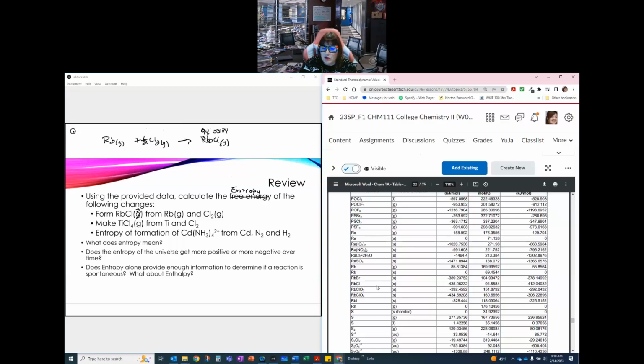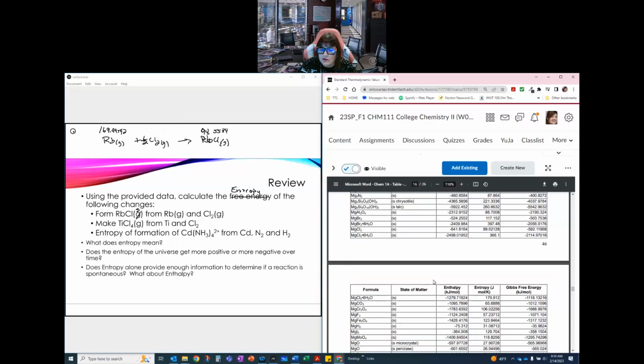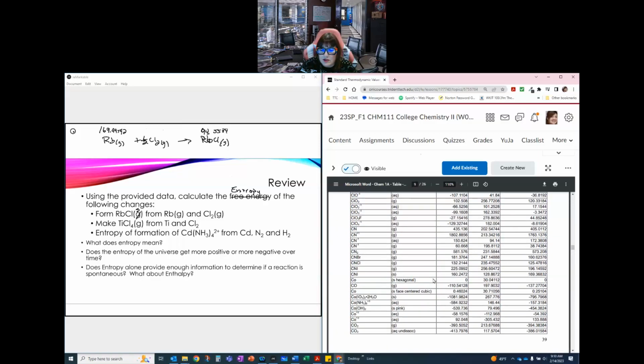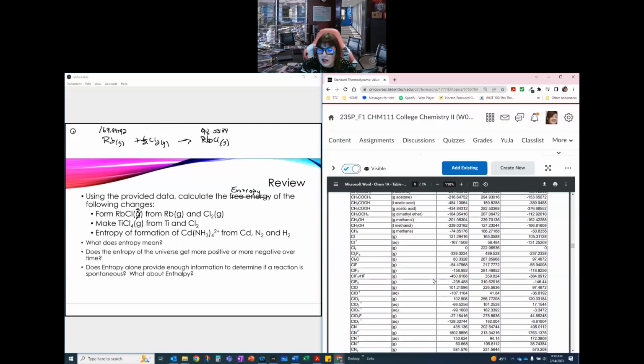When we talk about our Cl2, and we need to look at Rb gas, which is right here, that's 169.99592. And then we need to go find our Cl2 gas, which is somewhere in here, 222.96536. And of course, these are all in joules per mole Kelvin.